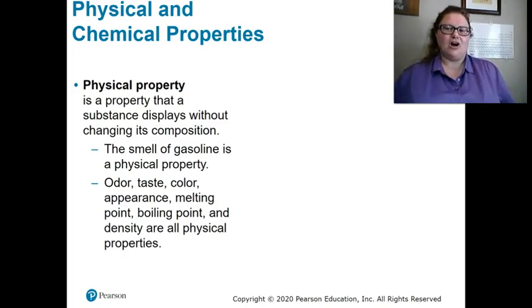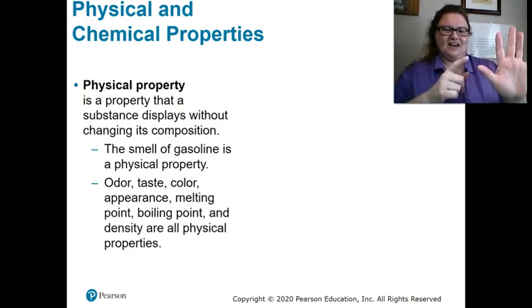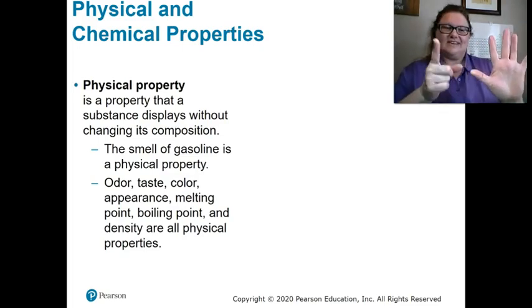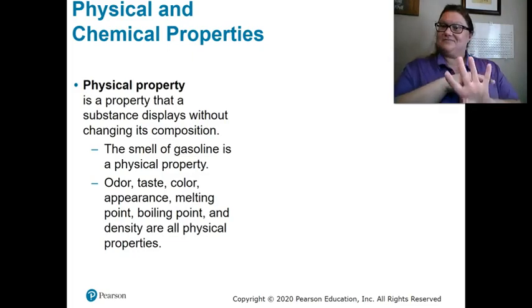Now let's talk about properties. So this is just of the material as we're observing it. It's not doing anything. It's just we're looking at it at a moment in time and writing down what we see, what we notice. Physical properties use your 5 senses. Okay, what are our 5 senses? We have touch, taste, smell, hearing, and seeing.